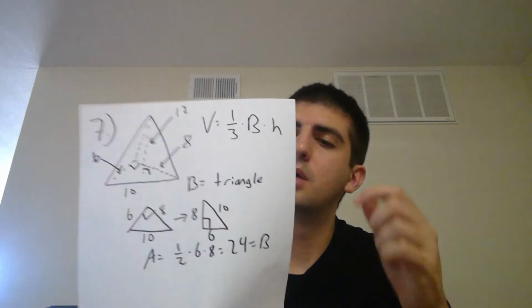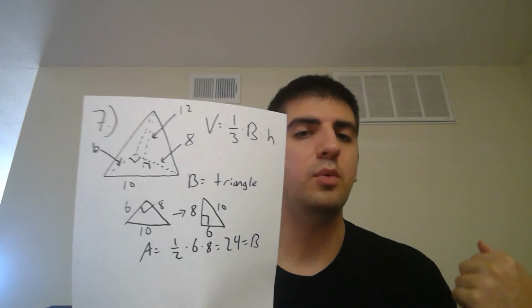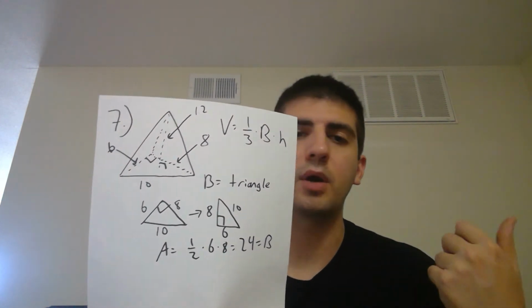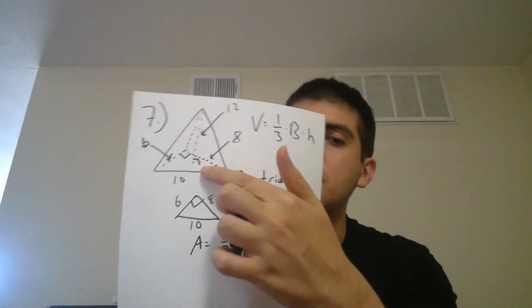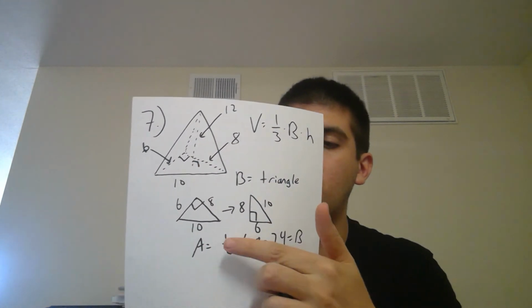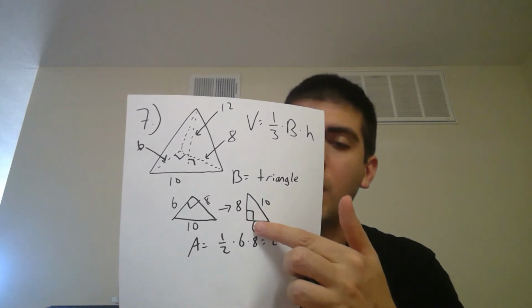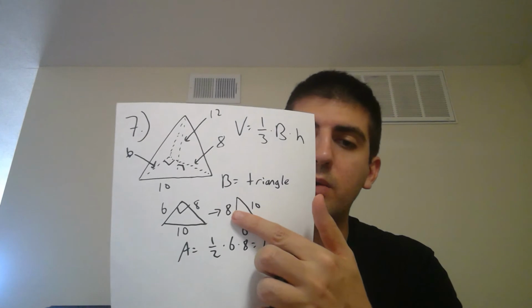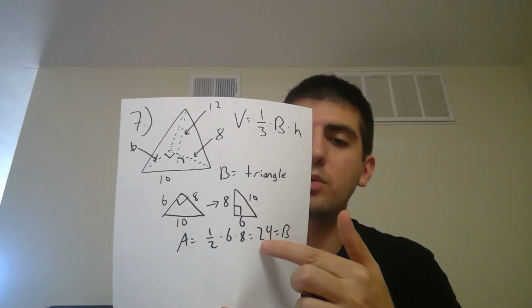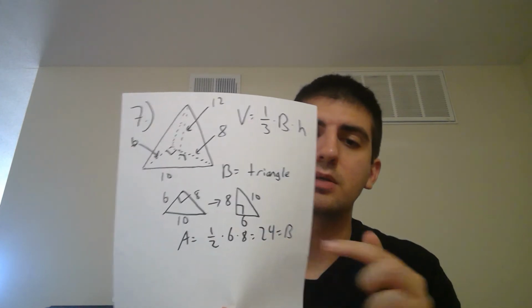So again, pause here. Pyramid or a cone, we always use 1/3 big B H. Step 1, identify what the base is. The base here is a triangle. I know that the area of a triangle is 1/2 base times height. The triangle's base was 6. The triangle's height was 8. Therefore, the triangle's area is 24, and that's what big B is.